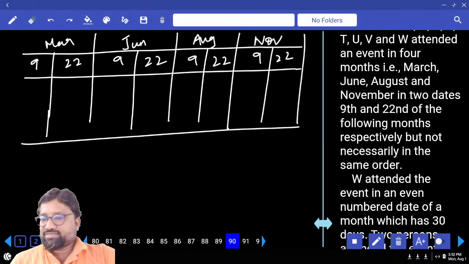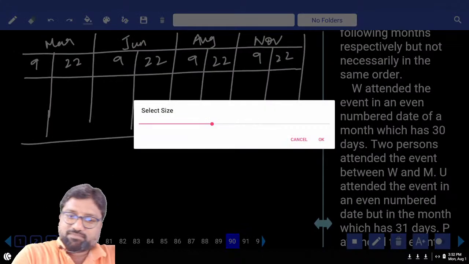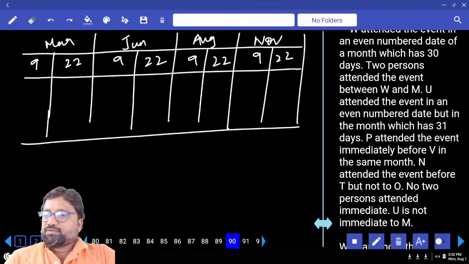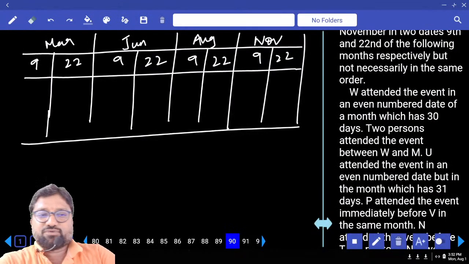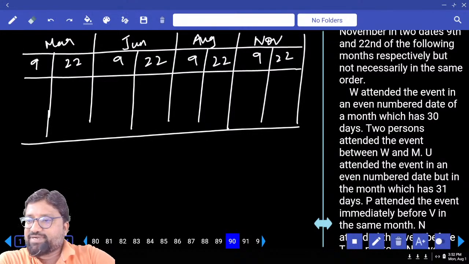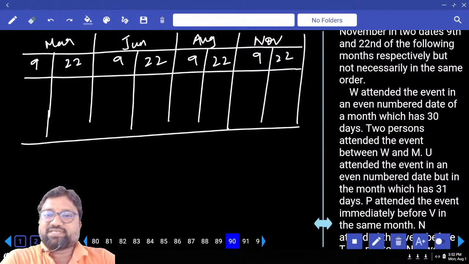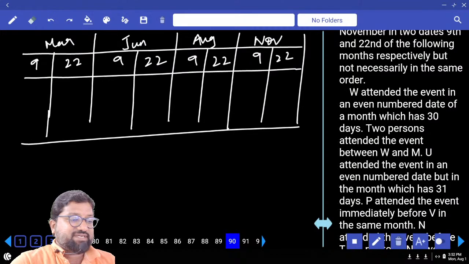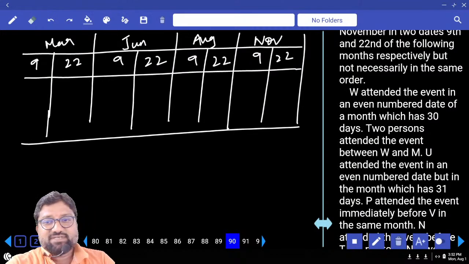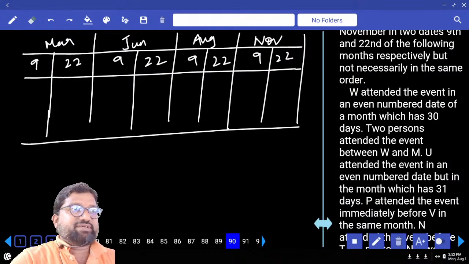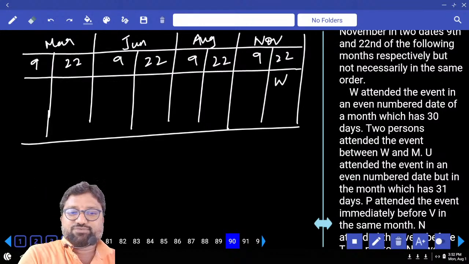Only one parameter. You are supposed to go with the names. No extra parameter other than this. W attends the event on an even numbered date of the month which has 30 days. What are the months which have 30 days? June and November. Is W attending on an odd or even numbered date? Even. How many possibilities? 2 possibilities.